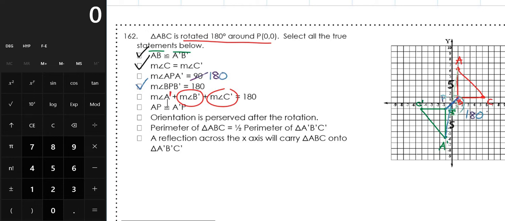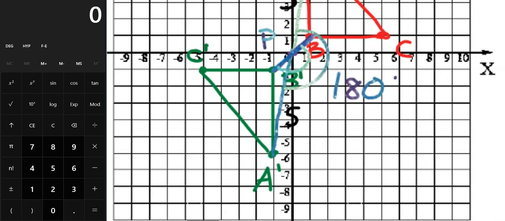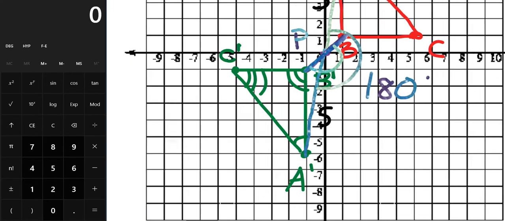Now think about it. Look at your triangle. Do the three angles A prime, B prime, and C prime equal 180? And the answer is yes, they do, because any three angles of any triangle should add up to 180. So of course, A, B, and C should add up to 180. Absolutely. I like that choice.